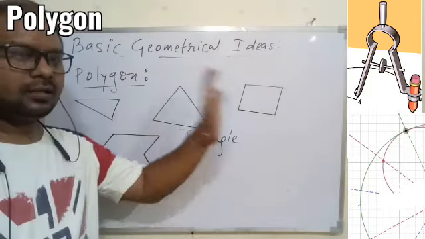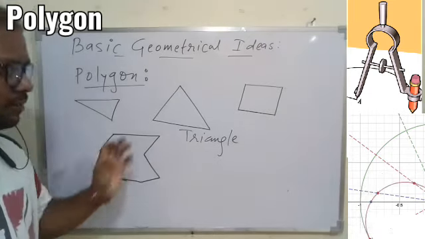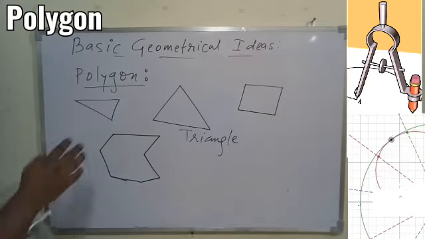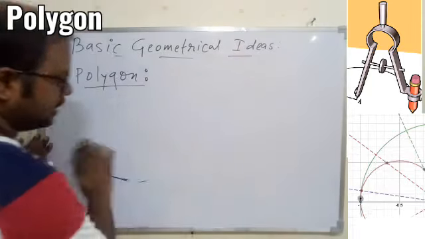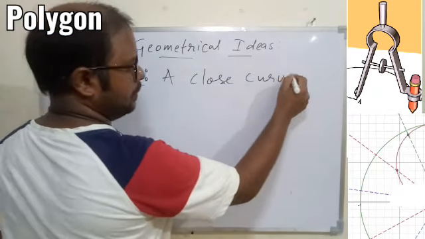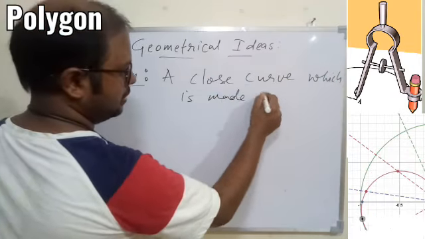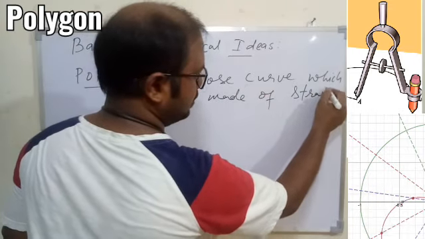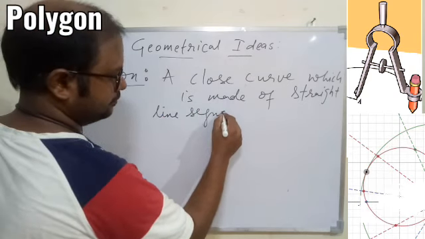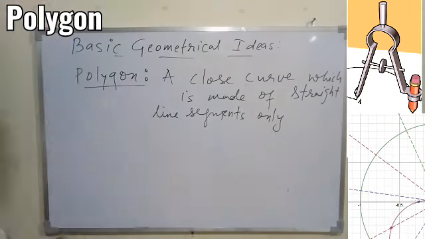Based on the different number of line segments we have, different names are given, and that will be the topic of the next class. Today we are not going to discuss the different types of polygon. We have understood the meaning, I hope, of polygon. So we can say a polygon is a closed curve which is made of straight line segments only.